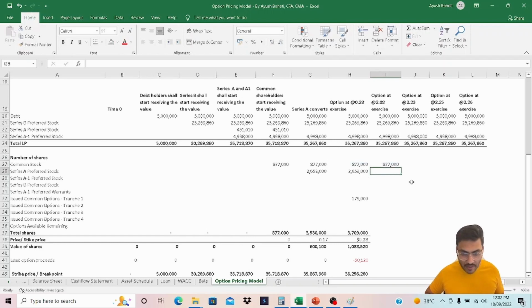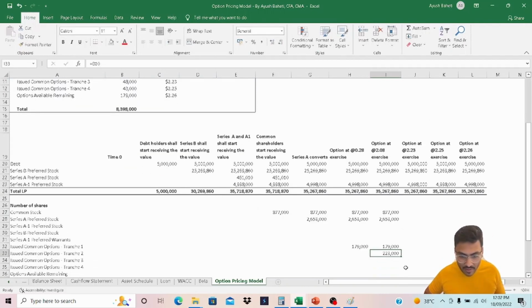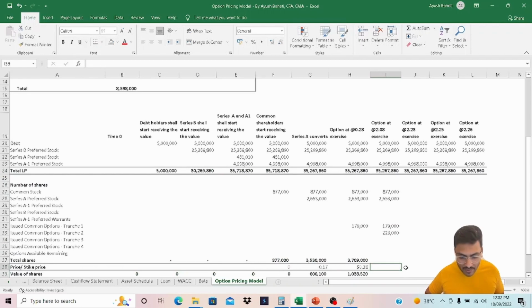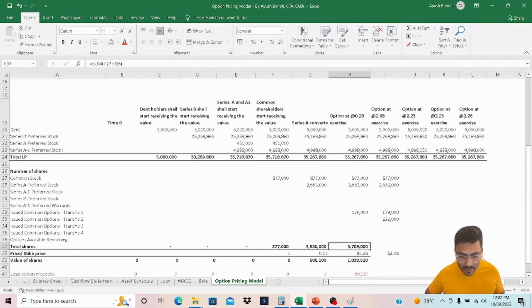Okay, at this stage, all of them are participating. And the addition is tranche 2. So the number of shares for tranche 2 is 223, and the strike price is 2.08. So I'll just simply drag the formula.